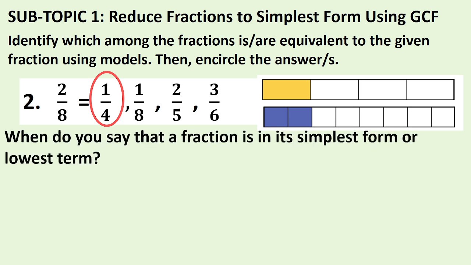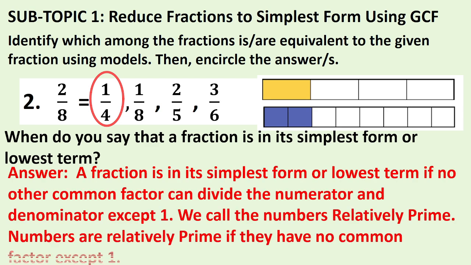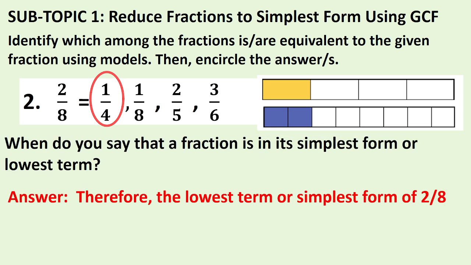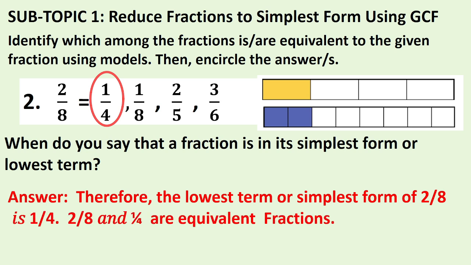When do you say that a fraction is in its simplest form or lowest term? Answer, a fraction is in its simplest form or lowest term if no other common factor can divide the numerator and denominator except 1. We call the numbers relatively prime. Numbers are relatively prime if they have no common factor except 1. Therefore, the lowest term or simplest form of 2/8 is 1/4. 2/8 and 1/4 are equivalent fractions.